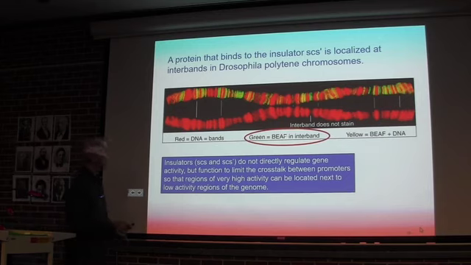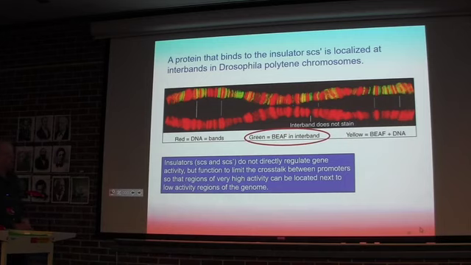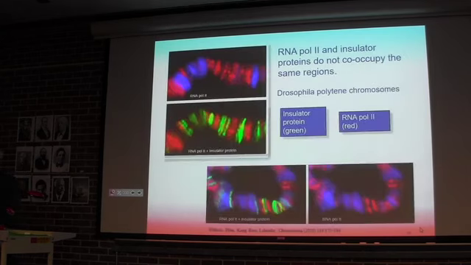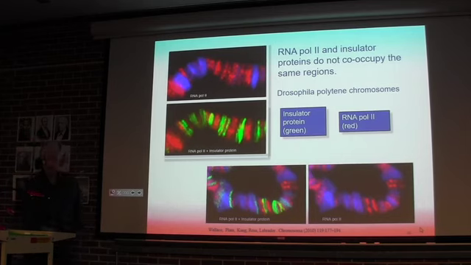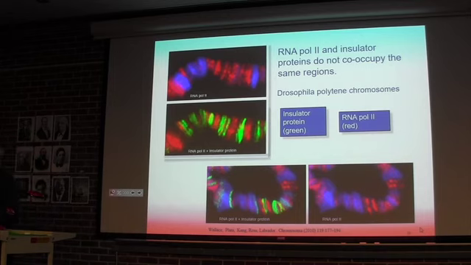So this is an example where they have fluorescently tagged, and you can see that the insulator, the BEAF site, is actually both in bands and in between bands. Protein binding is localized in interband regions. It says interband. Okay, we'll go with that. RNA polymerase do not co-occupy the same regions. The insulator is green, fluorescently tagged, and the antibody it recognizes, Pol2, is red, and you can see, as you might expect, that regions that block the spread would not be intermingled with regions that have RNA polymerase for active transcription.